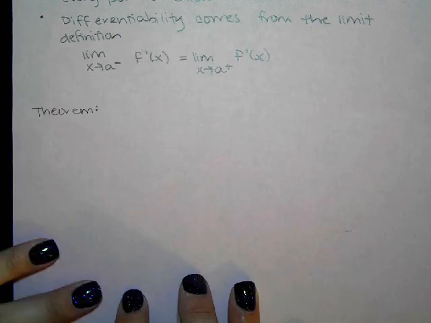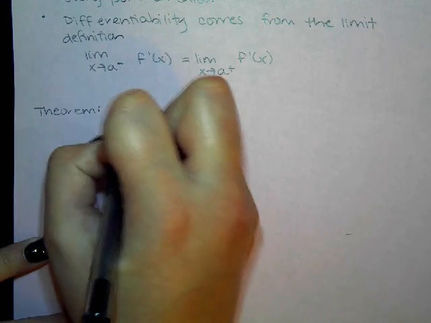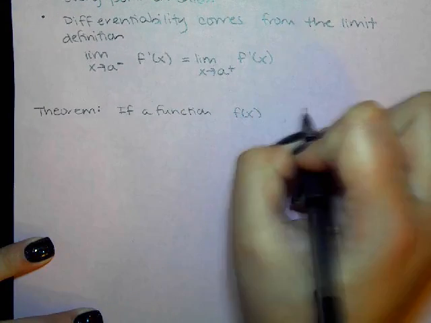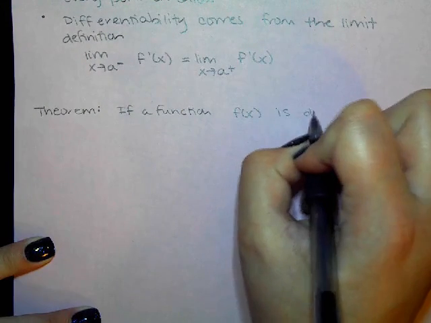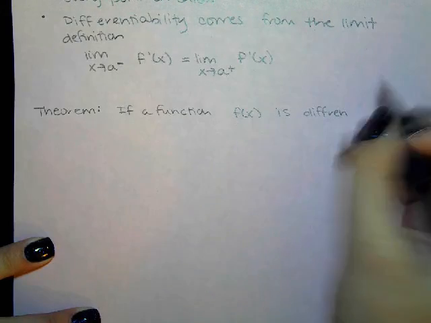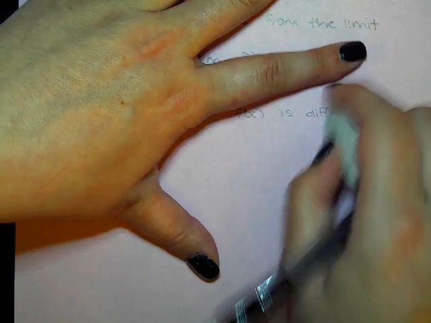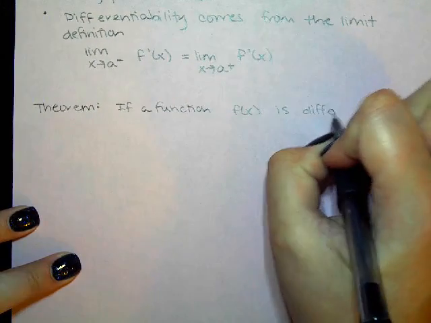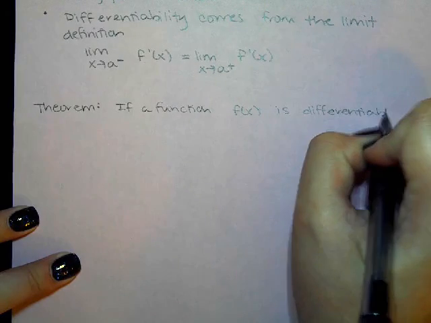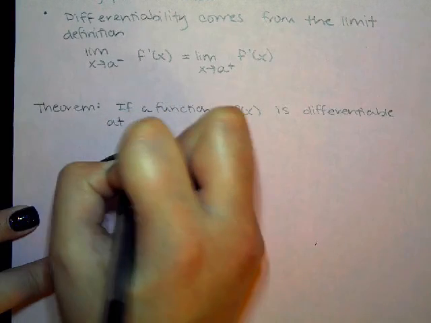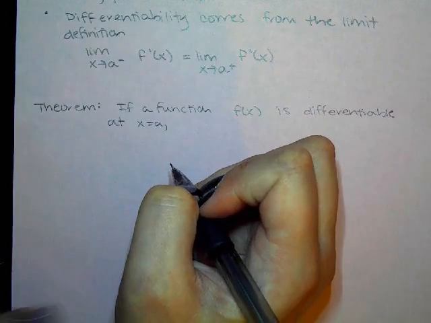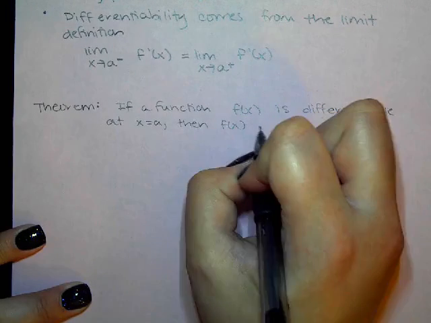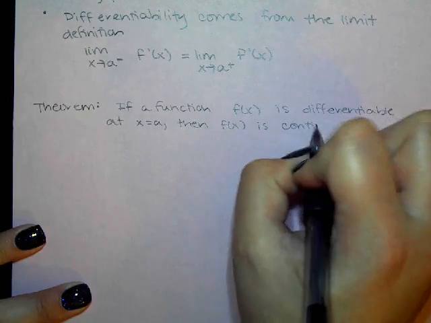If a function f of x is differentiable at x equals a, then f of x is continuous at x equals a.